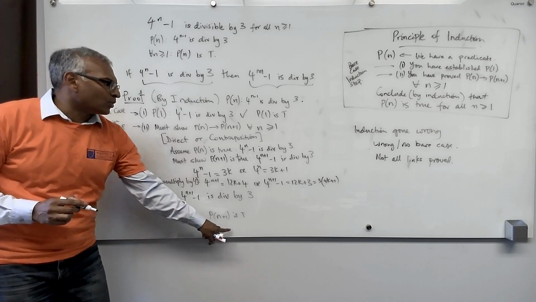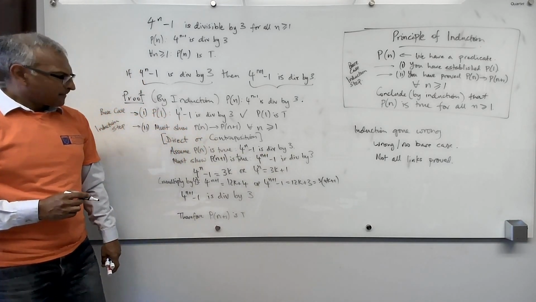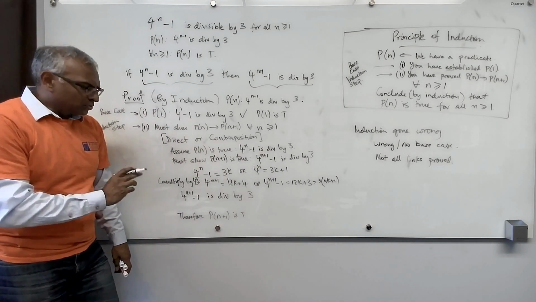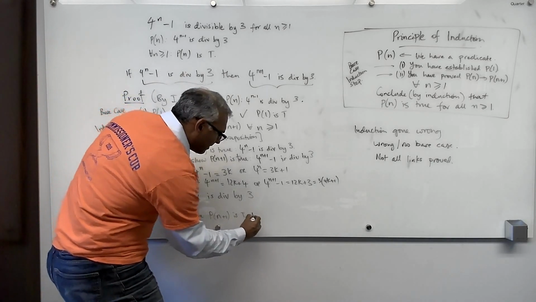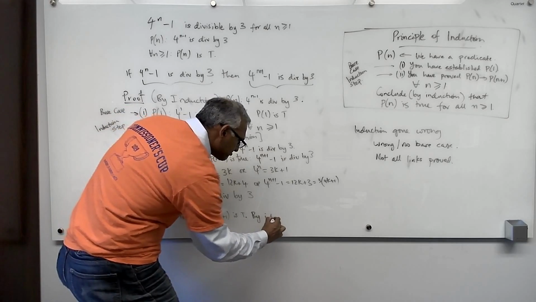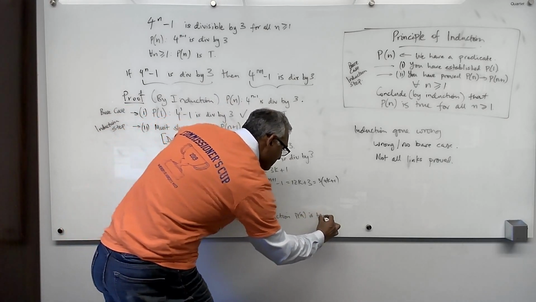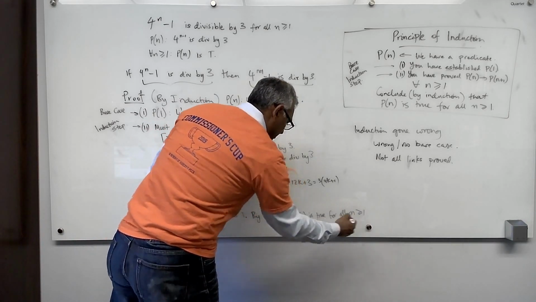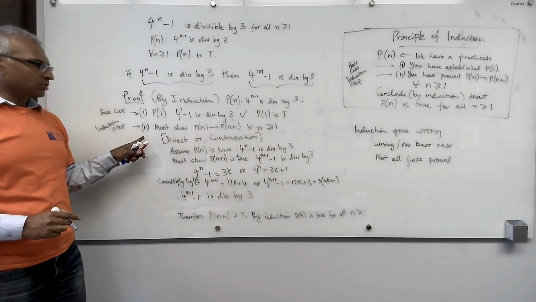Therefore, P of n plus 1 is true. 4 to the n plus 1 minus 1 is divisible by 3. Okay. And that is the end of the proof. Actually, typically we'll say, therefore, P of n plus 1 is true. So, by induction, P of n is true for all n greater or equal to 1. And here we're invoking the principle of induction because we've shown 1 and we've shown 2.